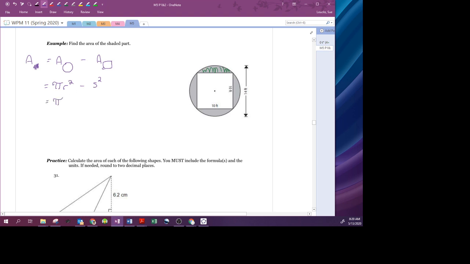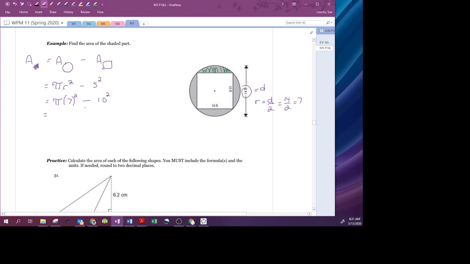So pi, what's the radius of our circle? Well, we've actually been given 14. This is the diameter, right? That's the distance from one edge of the circle all the way to the other through the center. So my radius is diameter divided by 2, which is 14 divided by 2, which is 7. So this is going to be pi times 7 squared. And the side length of my square is 10, so minus 10 squared.